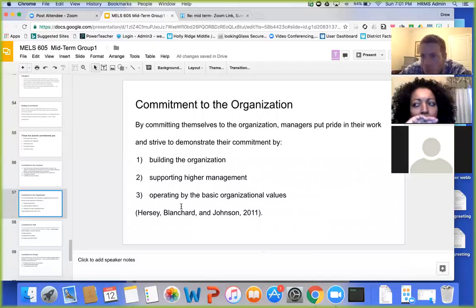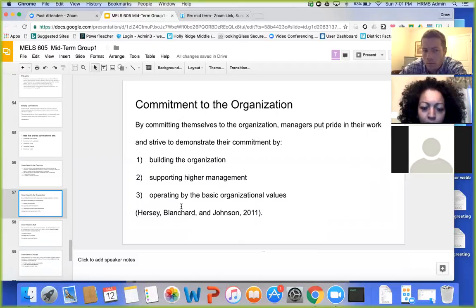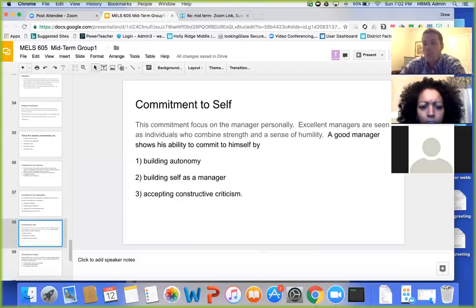And number 3, it says operating by basic organizational values. And with that one, we look at the lives of the values. The manager lives the values of the organization, especially during tough times. We're going to make sure things get done, no matter what may happen. Okay. I don't think I broke these down, but I may have.